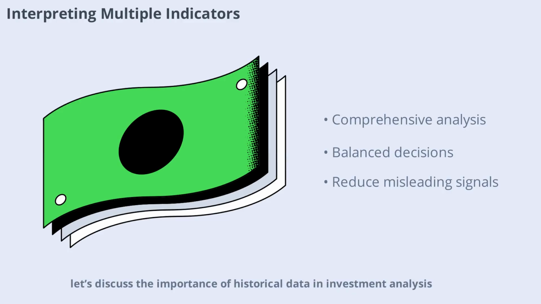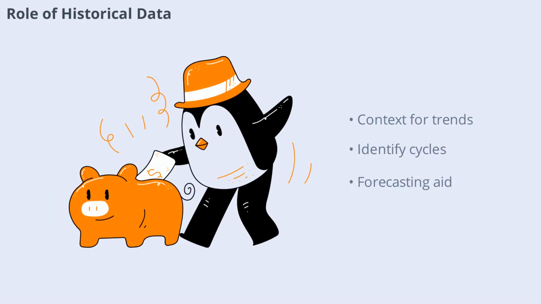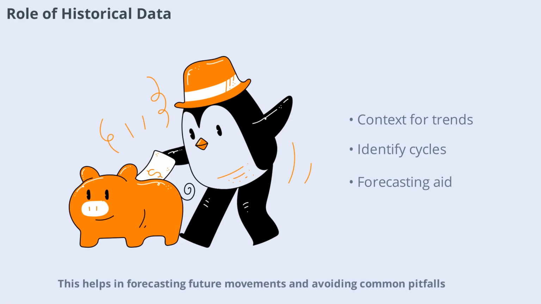Next, let's discuss the importance of historical data in investment analysis. Historical data provides context for current economic indicators. By comparing present figures with past trends, investors can identify cycles and patterns. This helps in forecasting future movements and avoiding common pitfalls. Historical analysis also reveals how markets have responded to similar conditions in the past.